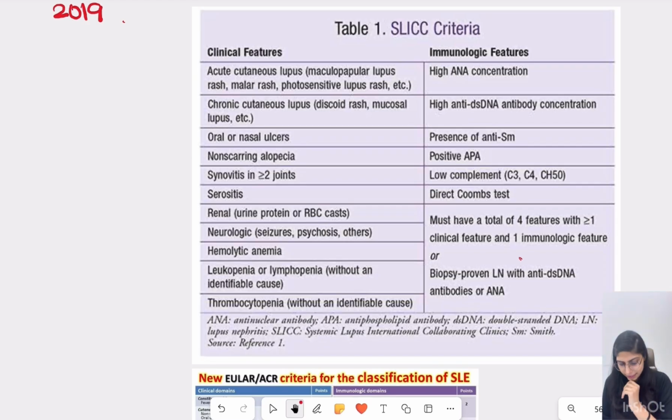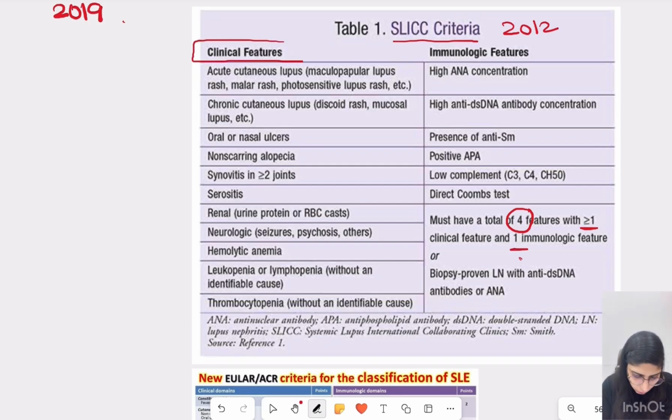Let's first read about the SLICC criteria. As you can see, we have already talked about that the SLICC criteria was given in 2012. Now for diagnosing SLE by SLICC criteria, we should have a total of 4 features with at least one clinical feature and one immunological feature. So it is divided into clinical features and immunological features. Clinical features are basically our clinical findings, and immunologic features are antibodies.